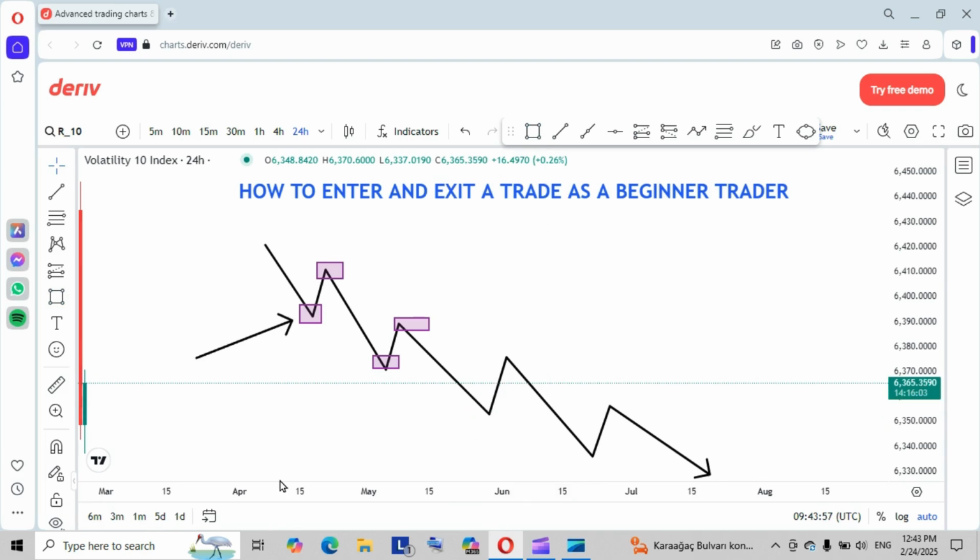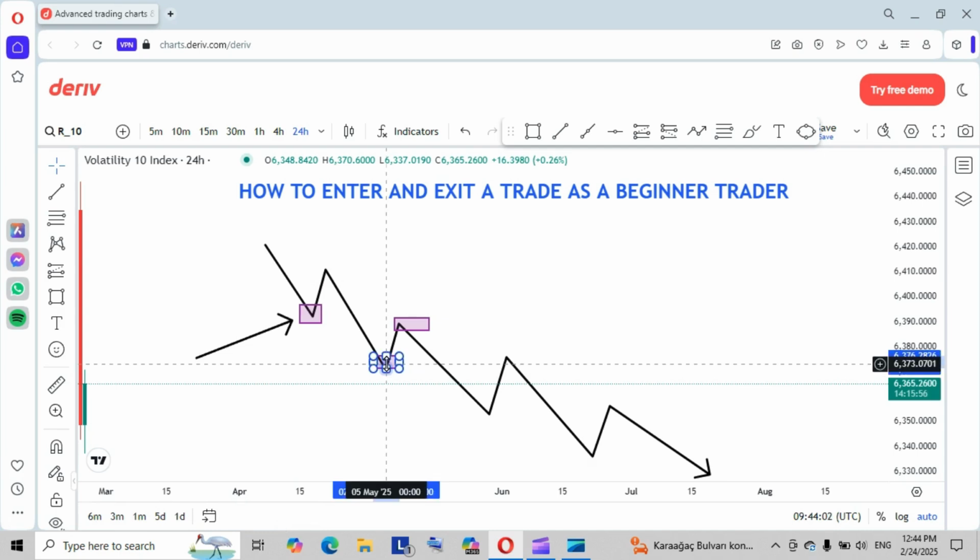When you see a bearish structure, what do you want to do? You want to be looking for sell opportunities. I'll show you this on the live chart shortly. You are going to see this on the live chart.